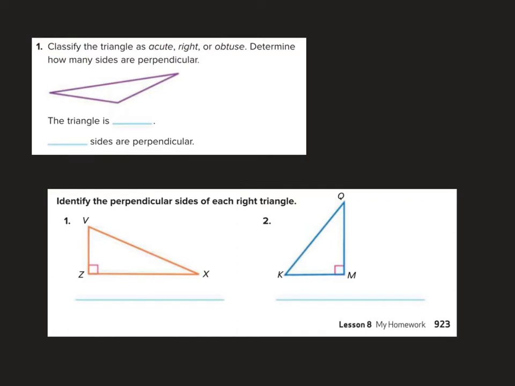Classify the triangle as acute, right, or obtuse. Determine how many sides are perpendicular. This is an obtuse angle, so this triangle is obtuse. 0 sides are perpendicular. If they are perpendicular, then we know right away it's a right triangle. Identify the perpendicular sides of each right triangle. So here's how we do that. We'd say line segment VZ is perpendicular to line segment ZX.